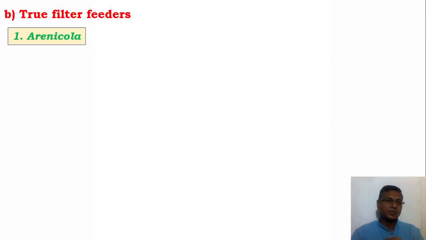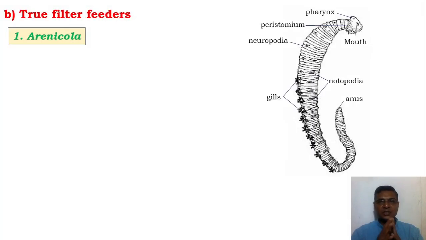After the terebellid, we move toward the two filter feeders. A very important thing here is that only the selected food material, as per its shape and size, is collected by these animals. First of all, we move toward Arenicola.